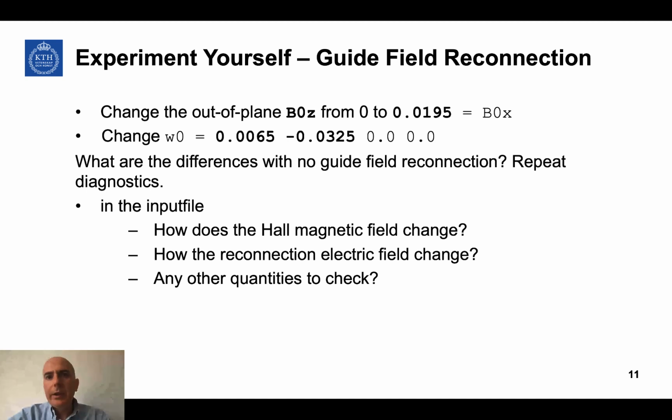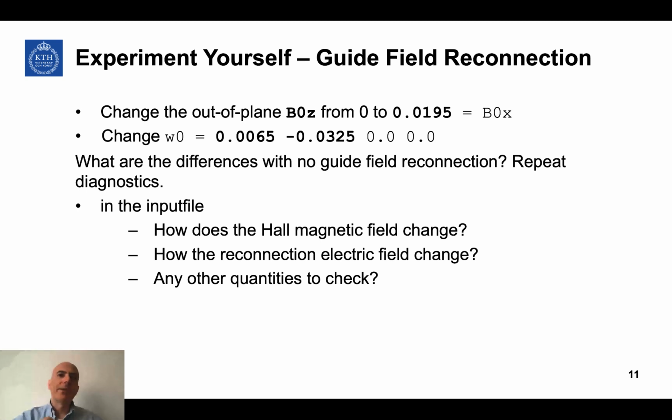Because we change the magnetic field, we also change the amount of current that we need to put in the system to sustain the current sheet. So you also need to change the drift velocity for the z component of velocity for the current sheet species, electrons and ions. We distribute the current between the two species in this way.